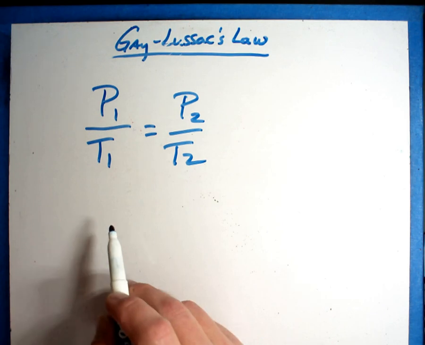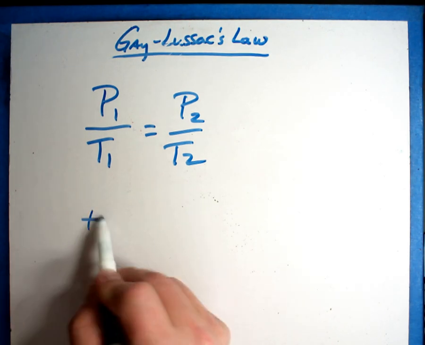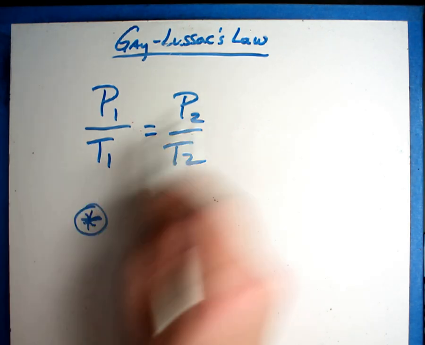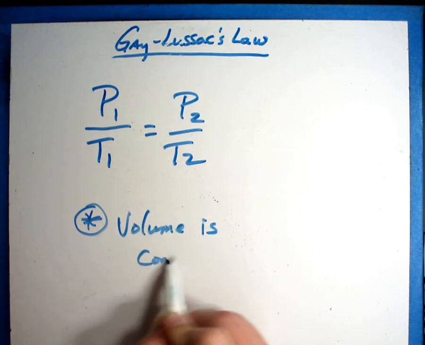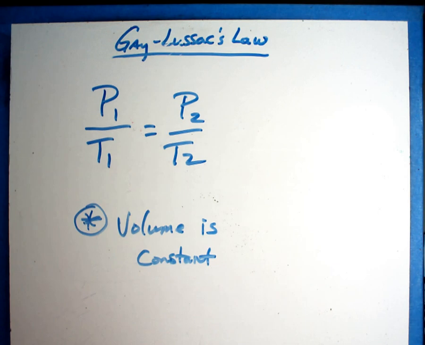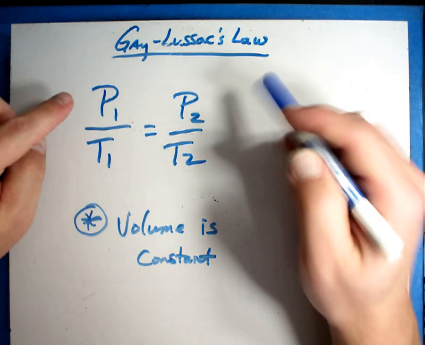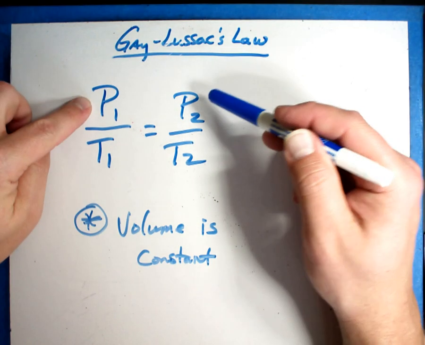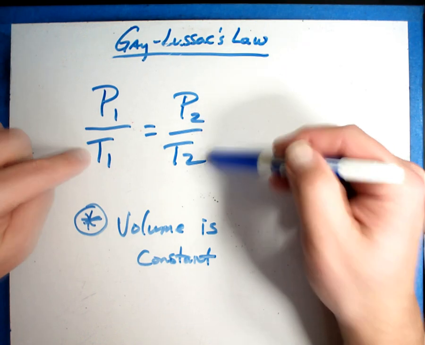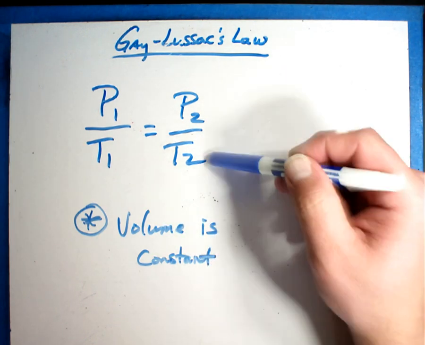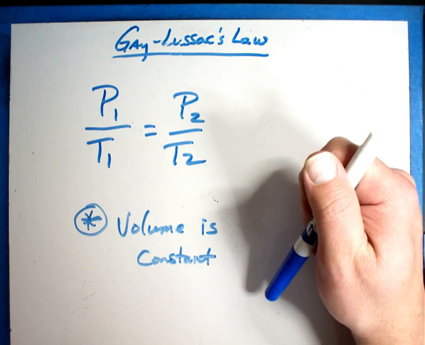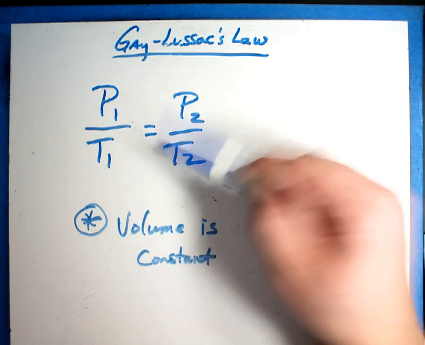Quick question, what's constant for this law? Well, it's the only thing that's not in the formula, and that means volume is constant. It's not in the formula at all. Pressure changes, temperature changes, but volume is constant. Constant means it does not change in this formula. So if you're ever asked what's constant for a law, whatever's not in the formula is constant.